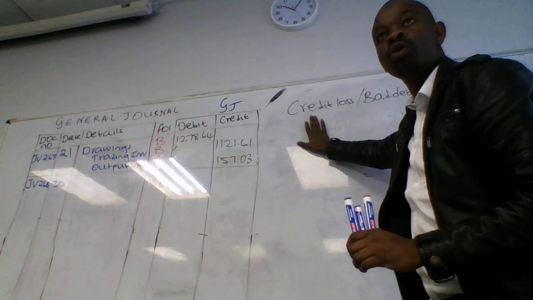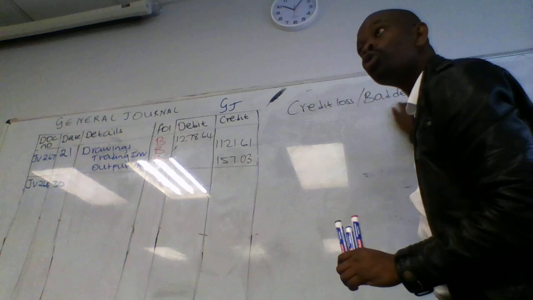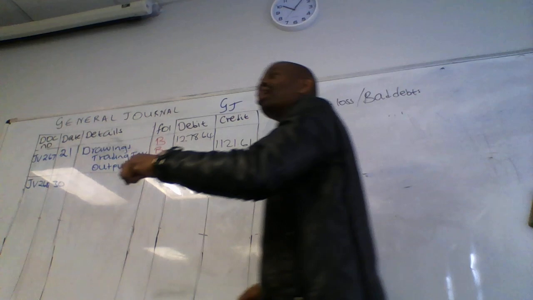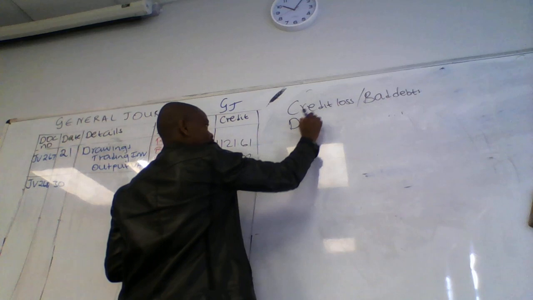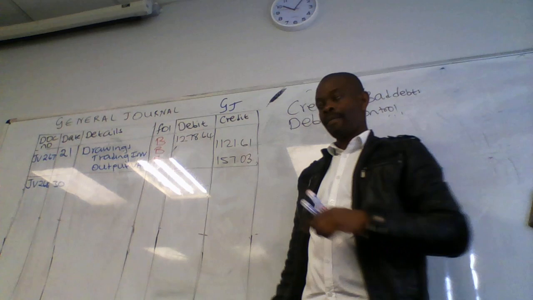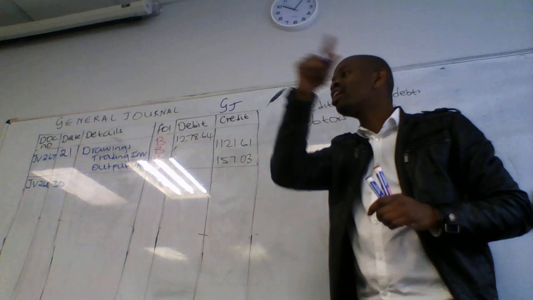Credit loss, or you choose. But I can only write off someone who owes me. What do I call someone who owes me? Can you see now? So you write off a debt. You can't write off a creditor. A creditor must write you off.